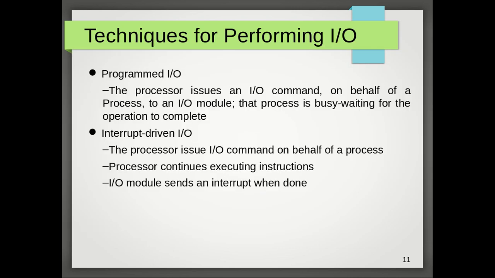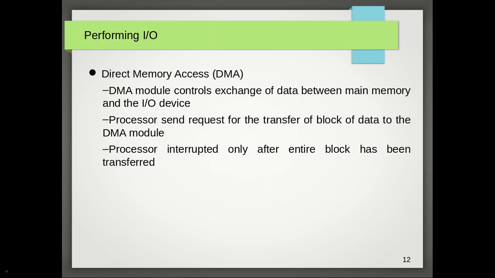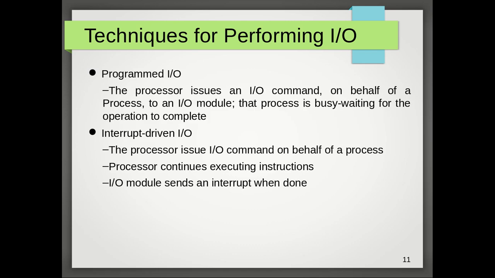So for performing input output operations, there are three techniques: program IO, interrupt driven IO, and direct memory access. In program IO, the processor issues an input output command on behalf of a process to an IO module. The processor is busy waiting for the operation to complete. That is program IO. Whereas interrupt driven IO, as the name suggests, it can interrupt. The processor issues an input output command, and the processor continues executing instructions. The IO module sends an interrupt when it is done. So that is interrupt driven IO.